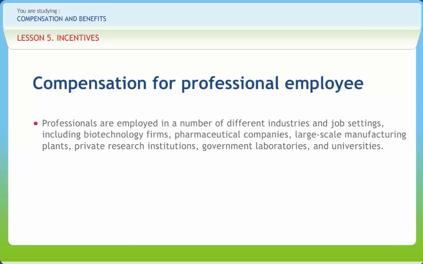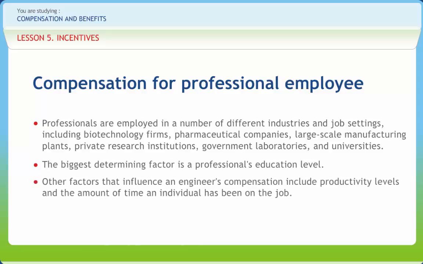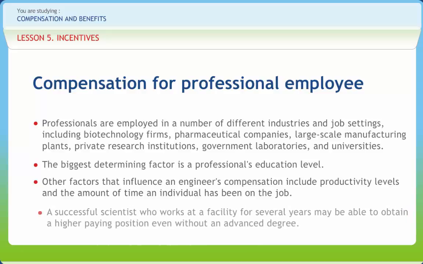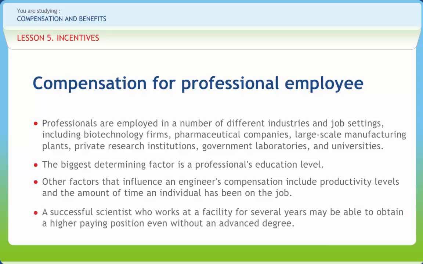Professionals are employed in a number of different industries and job settings, including biotechnology firms, pharmaceutical companies, large-scale manufacturing plants, private research institutions, government laboratories, and universities. The biggest determining factor is a professional's education level. Other factors that influence an engineer's compensation include productivity levels and the amount of time an individual has been on the job. A successful scientist who works at a facility for several years may be able to obtain a higher paying position even without an advanced degree.